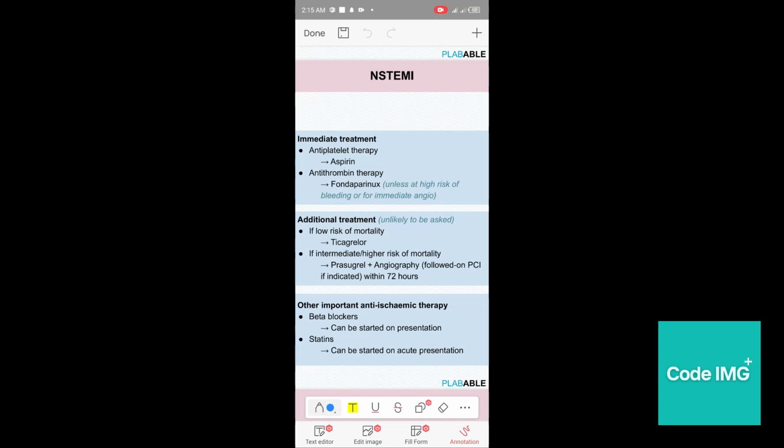ST elevation. Now, what do you do if a patient comes to you with NSTEMI, with typical chest pain and ST depression? You give the ACS protocol, which contains aspirin plus clopidogrel, 300 mg of the aspirin and 300 mg of the clopidogrel, basically 300 to 600 of the clopidogrel. Okay, and you need to give heparin as well.